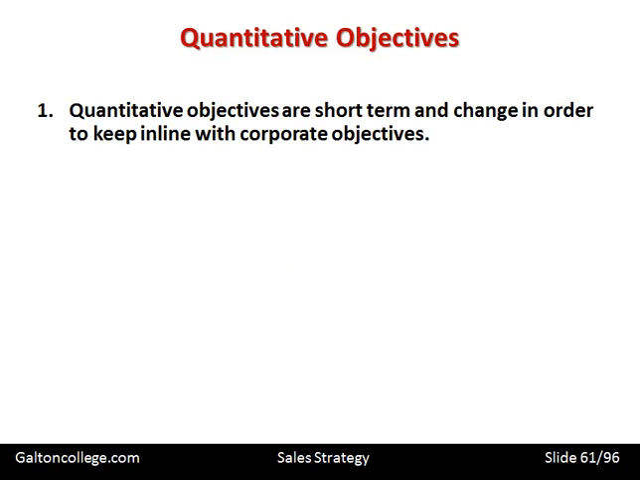Quantitative objectives. Well, these are more short term, and they change in order to keep in line with corporate objectives. Quantitative objectives are to increase sales, as I said much earlier, say by 5% over the next 5 years, or by X% over the next Y years, or whatever. It's quantitative. How those figures come about could be viewed as something more qualitative. The figures may be plucked from the air by management. They may be aspirational. But once the figures are in place, they are figures, and therefore they're quantitative.